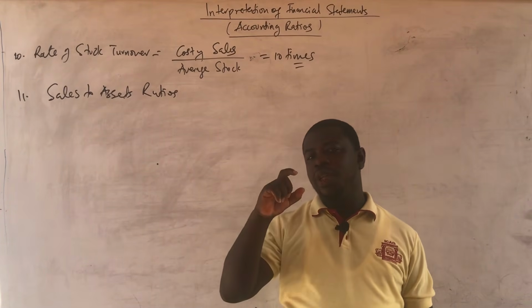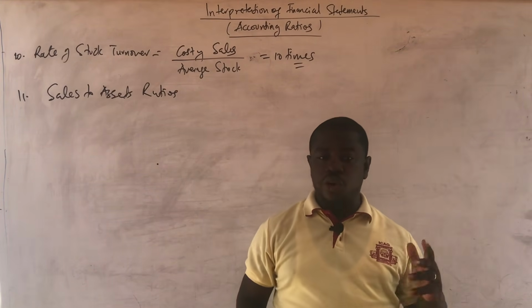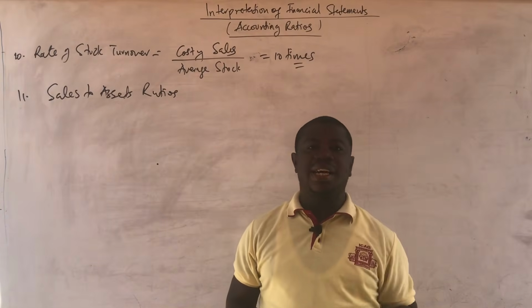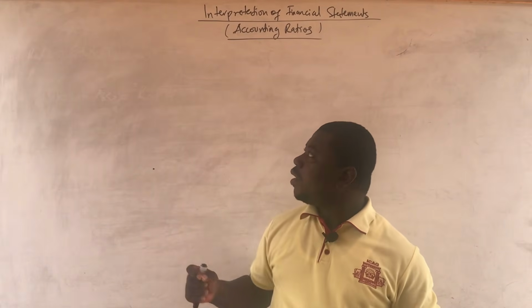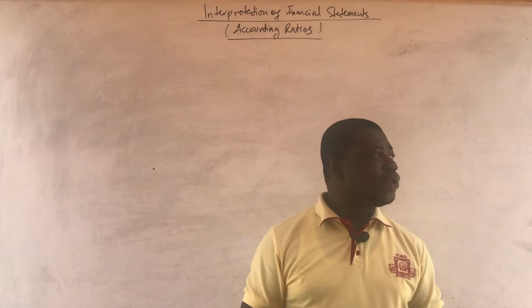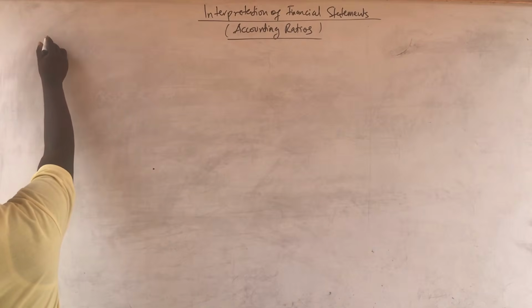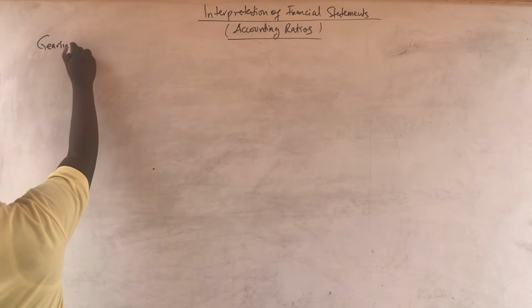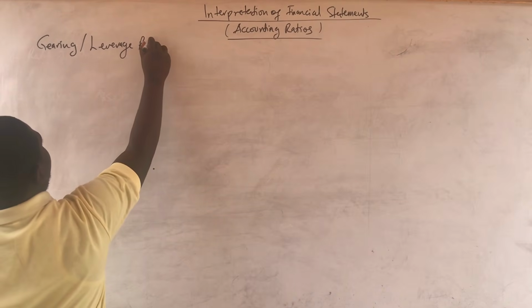We are moving on to the last two, which is the gearing and the investor ratio. I know those areas are much technical and confuse a lot of students. Now we move to the gearing ratios. Ratios about debt and gearing. So gearing or leverage ratios.